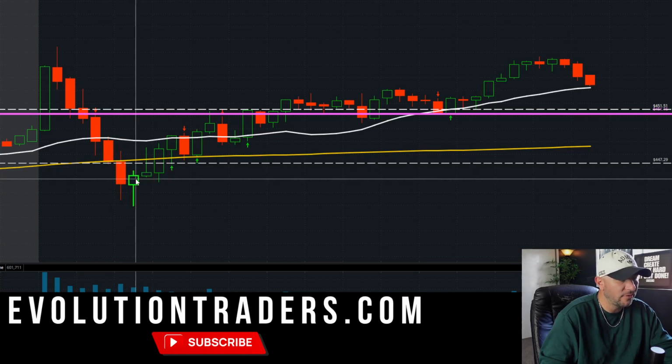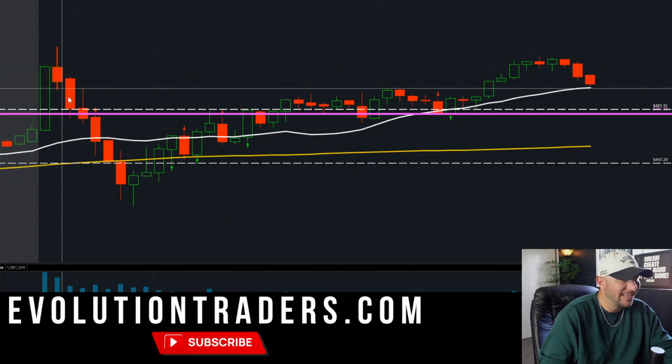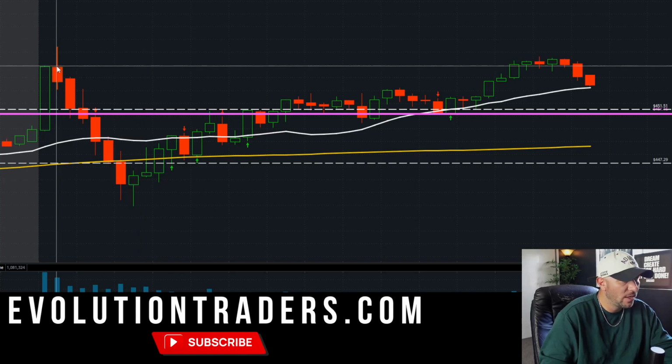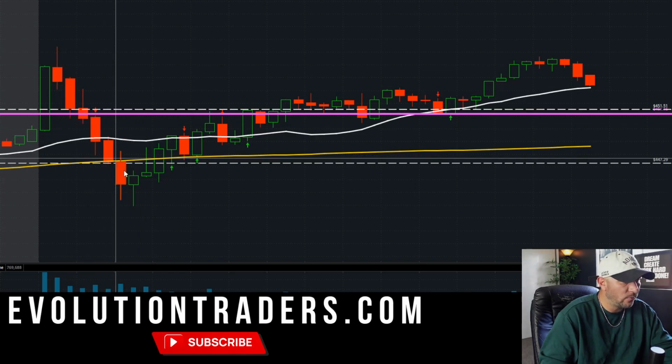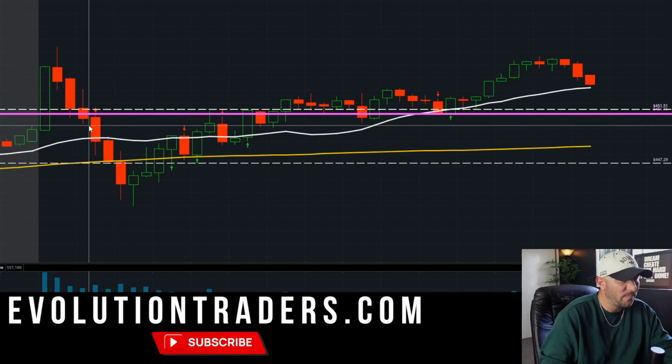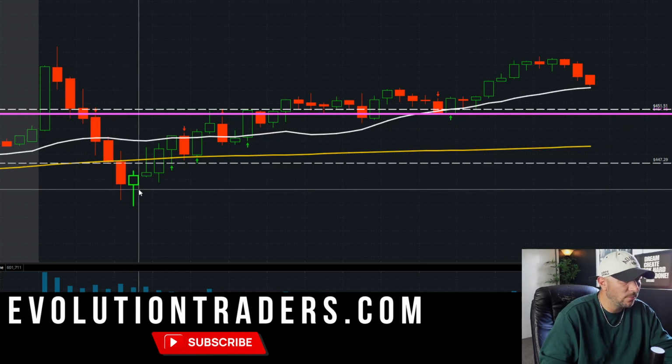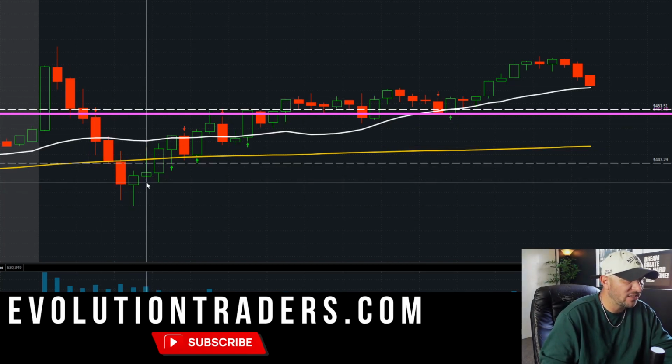I love this reversal candlestick. This is an exhausted move. So red, red, red, red, red, red. Might as well call this red as well. But this is an exhaustion move. Boom, buyers have stepped in aggressively.